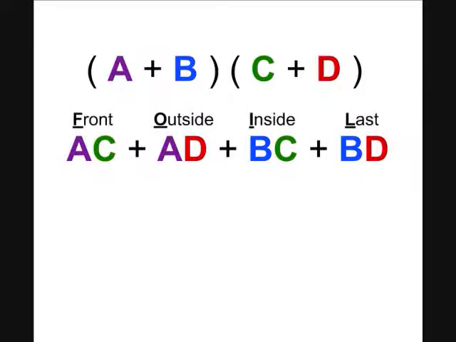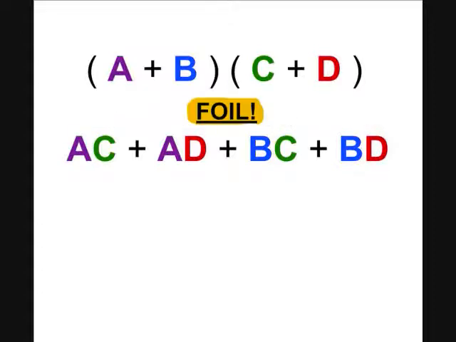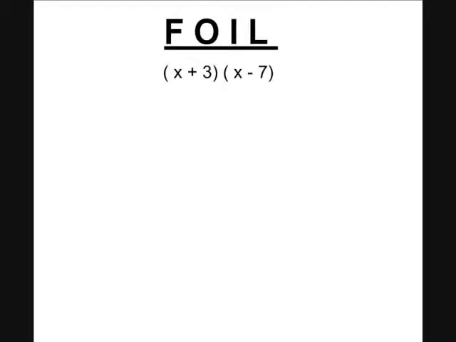So using FOIL, we get the first, or A times C, plus the outside, or A times D, plus the inside, or B times C, plus the last, or B times D. And this is how we use FOIL. And remember here, all of our plus signs don't necessarily mean plus, depending on the values of A, B, C, and D. So let's try an example equation using FOIL.